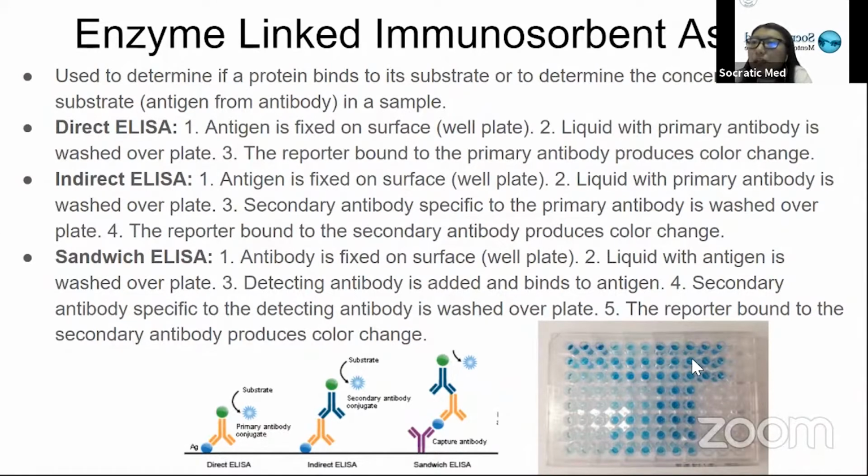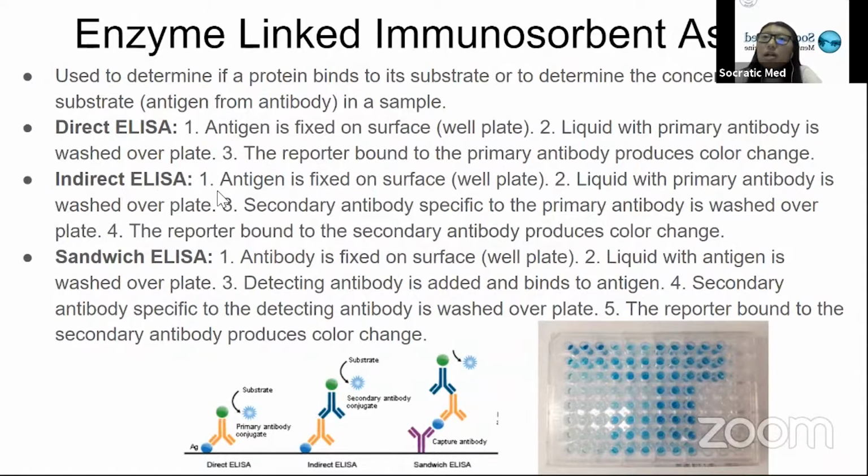This is the well plate, and as you can see there are some darker shades and lighter shades that usually indicate how concentrated the substrate is. With the direct ELISA, the antigen is fixed on the well plate, and then liquid with primary antibody is washed over the plate. The reporter bound to that primary antibody binds to the antigen on the plate and produces the color change. And so we see that here. That's direct ELISA.